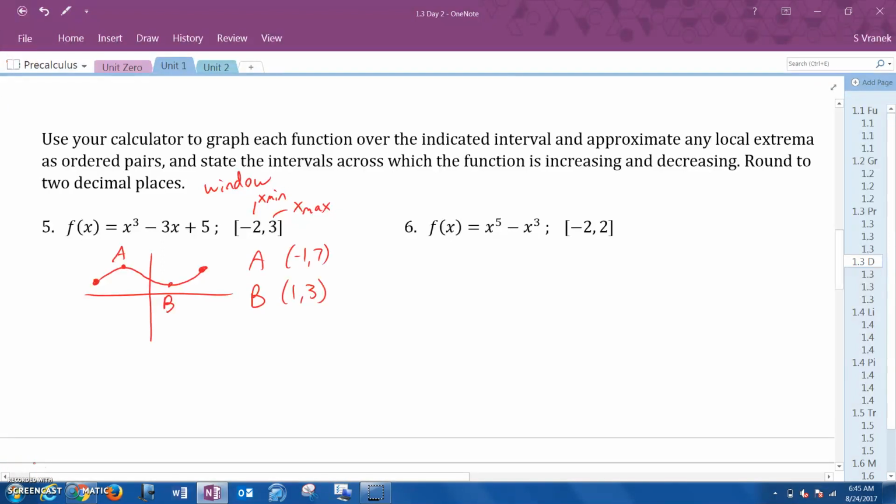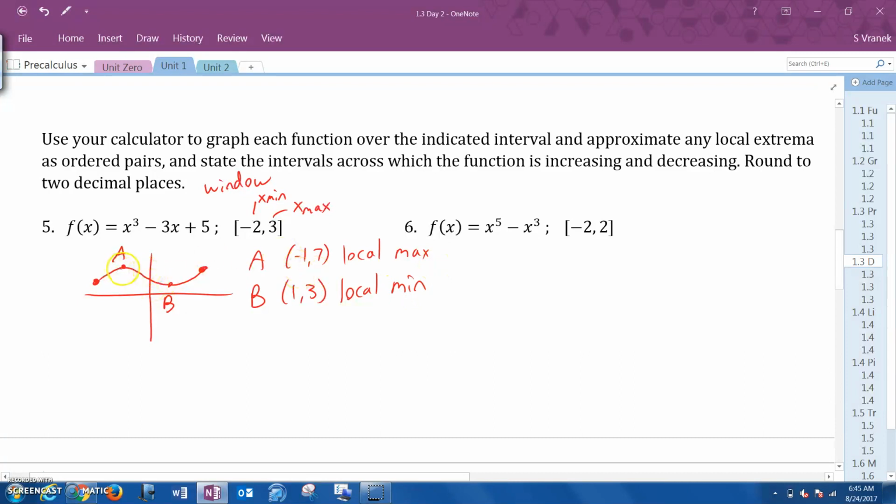So if you need to write all this down, you can pause the screen real quick. But this is what I saw when I graphed it on my calculator. And I got that this point here was -1.7, and this point here, I call point B, is 1.3. Again, the A point is a local max because it's higher, or relative max, if you want to call it a relative or local max. A local min is the same thing as relative min.